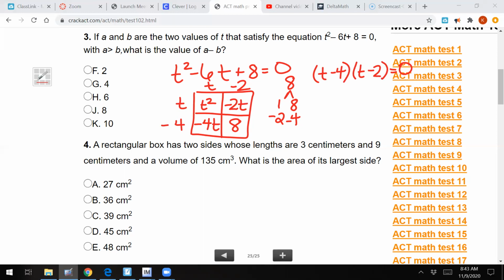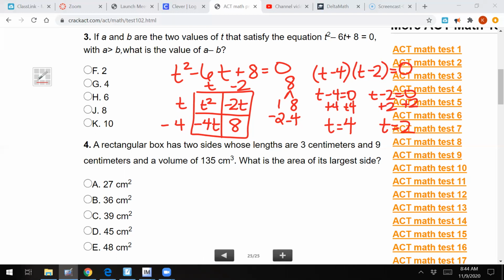But they don't want the factors, they want you to solve them out. They want the solutions. So you're going to take each one of these and set each one equal to 0. Okay? How do we get t by itself? Add 4, which means t equals 4. That's one of our solutions. Then we're going to add 2. So t equals 2. So your two solutions are 4 and 2.